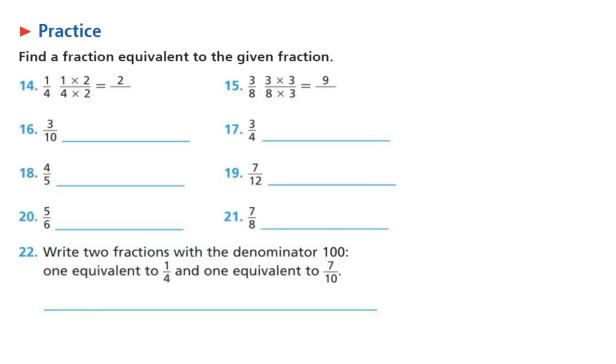You're just going to choose any number that you want and multiply both the top and the bottom by it. So let's just say on number 16, I'm going to choose 6. So if I wanted to make this 6 times bigger, I'm going to multiply both the top and the bottom by 6. So what's 3 times 6? 18. And what's 10 times 6? That would be 60. So that shows me right there an equivalent fraction.